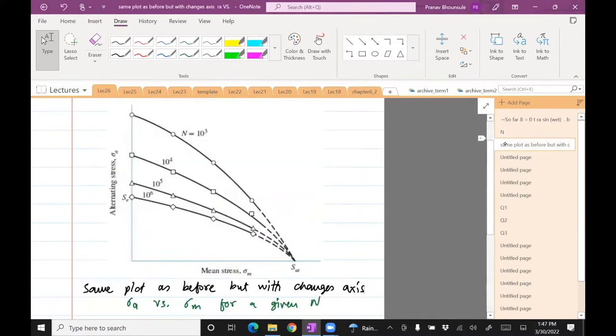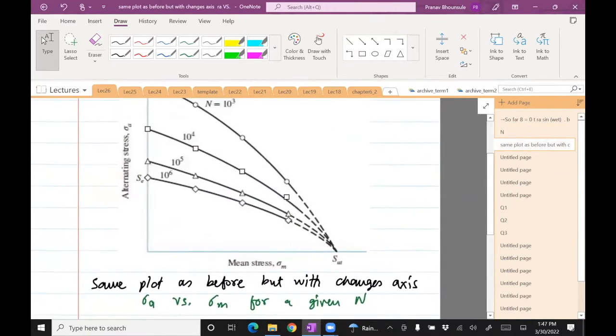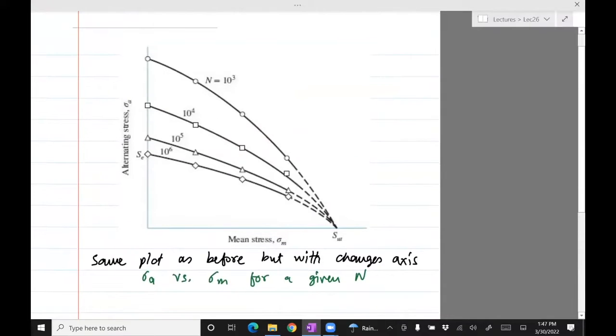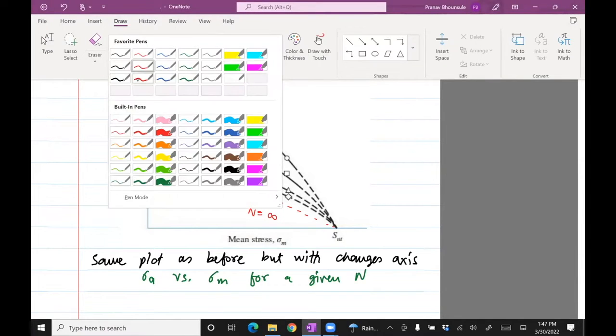Okay, the only thing I want to mention here, which is not here, is that we are also interested in infinite life. So this is showing you low cycle fatigue and high cycle fatigue. But what happens if you keep increasing the number of cycles? You'll see that it asymptotes to a line like this. This is the curve for n equals infinity, which is also known as the infinite life line.